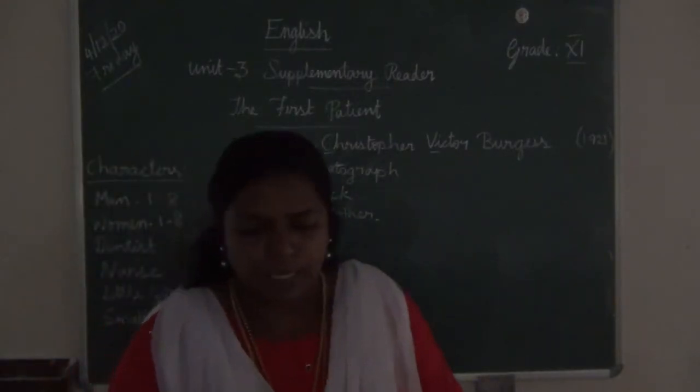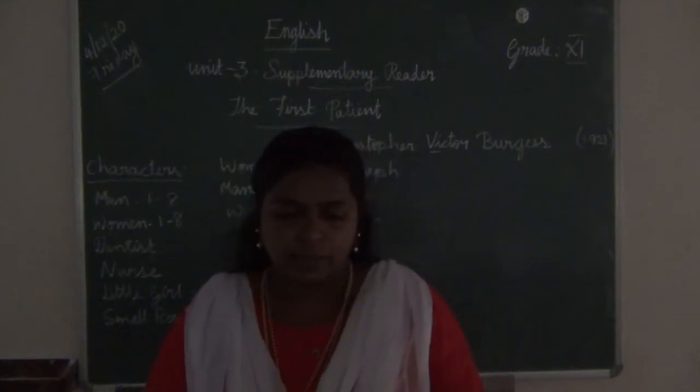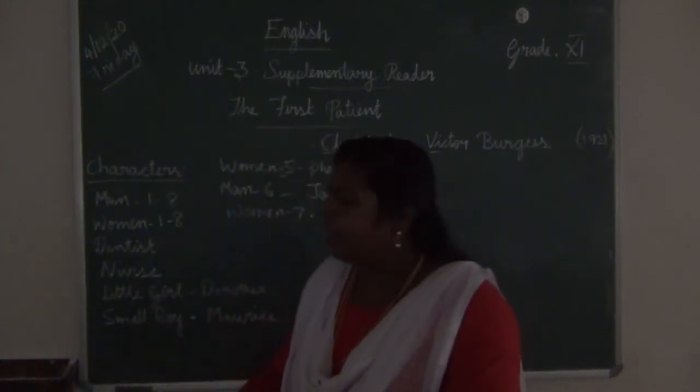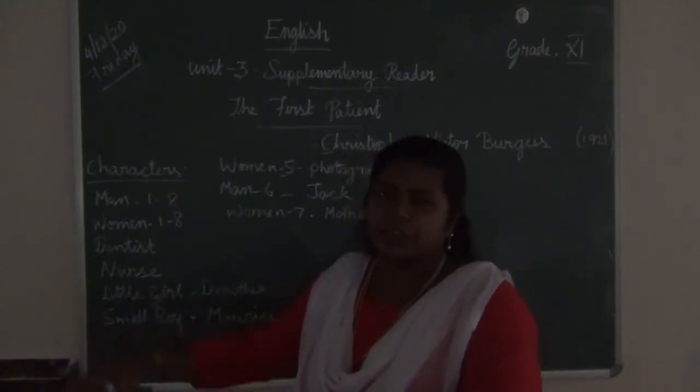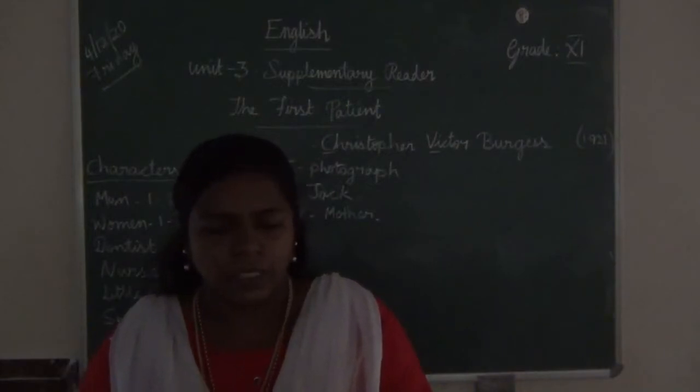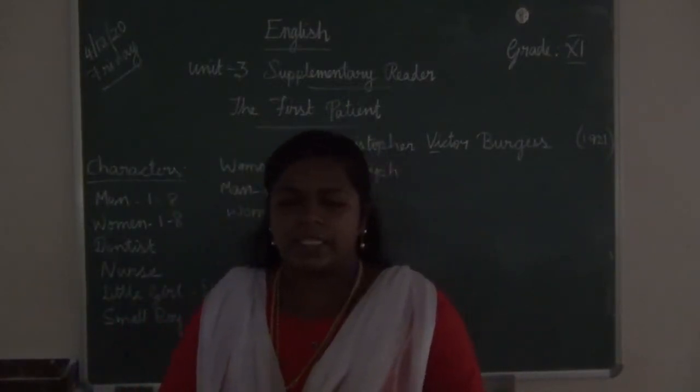Okay. So now woman 7 enters with the little girl. Woman 7: Oh, do come along, Dorothy. So she is introducing her name. Come along with me, Dorothy. She is calling her little girl. Little girl is coming there. Who is the little girl? Dorothy: I don't want to see the dentist.